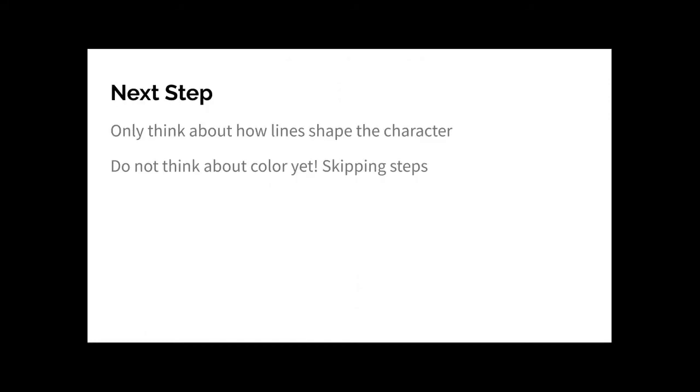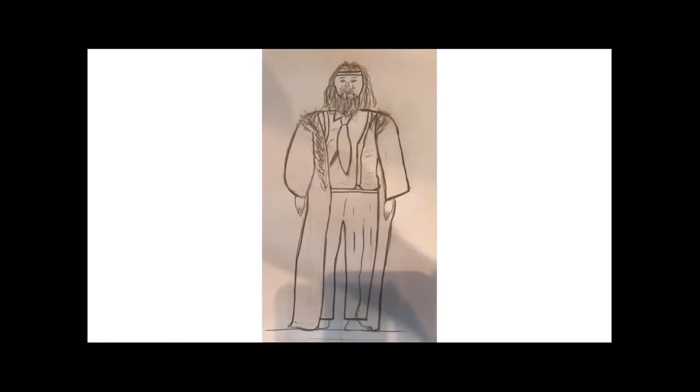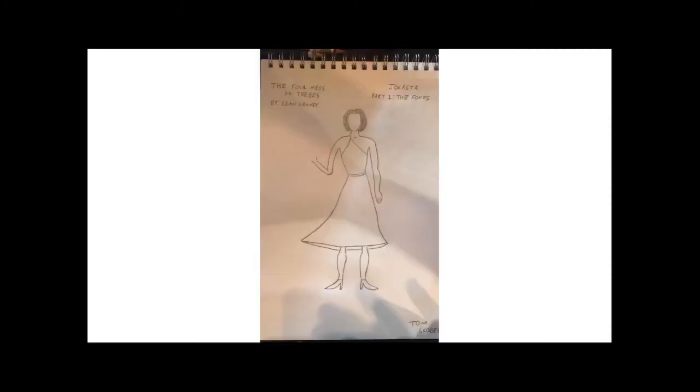The next step for you folks is to only think about how lines shape the character. Do not think about color yet. You're skipping steps if you do that. So what you should produce is something like this. There are loose lines on this character. This is Cadmus from Foul, Mess, and Thebes. He's wearing his clothes very loosely. The lines are loose on his body. There are folds and wrinkles within his shirt and pants. There are suspenders. His tie is crooked. All of these suggest character, and we haven't even thought about texture or color yet. So that's really what you should focus on.